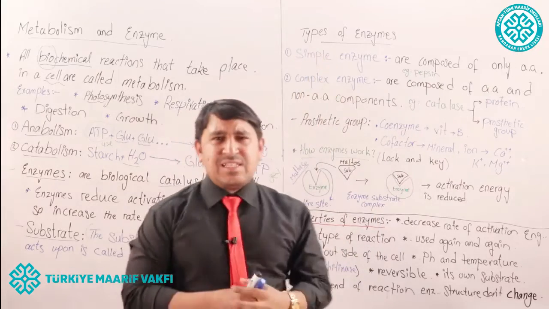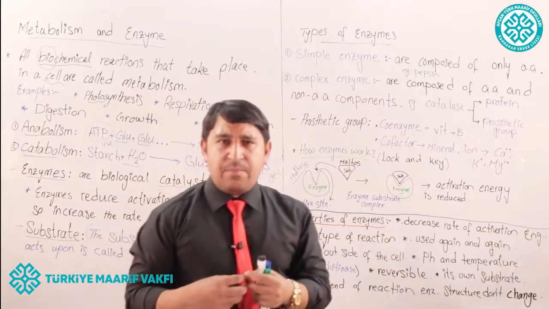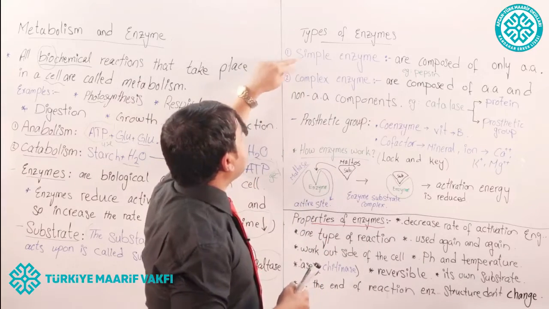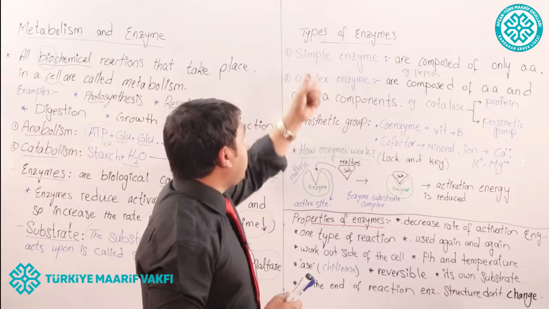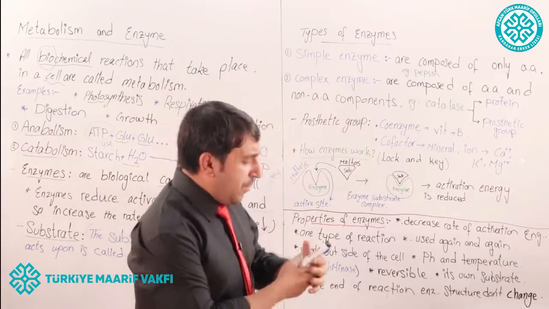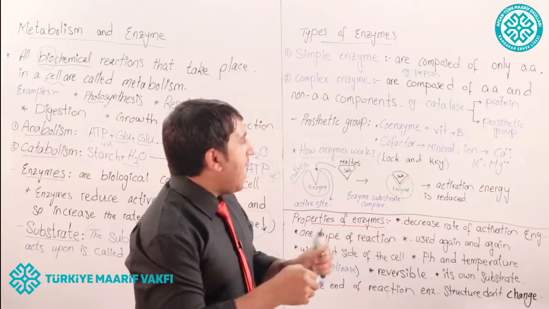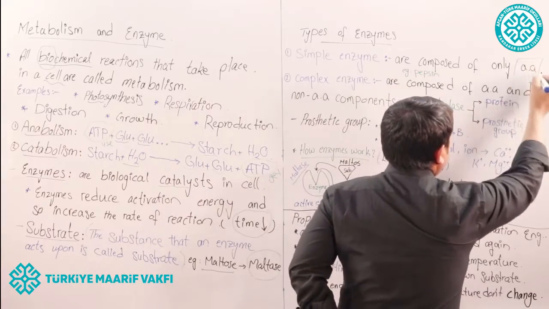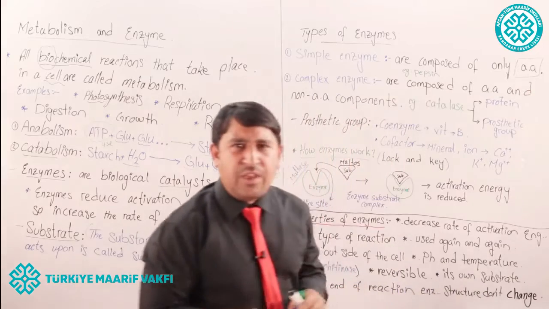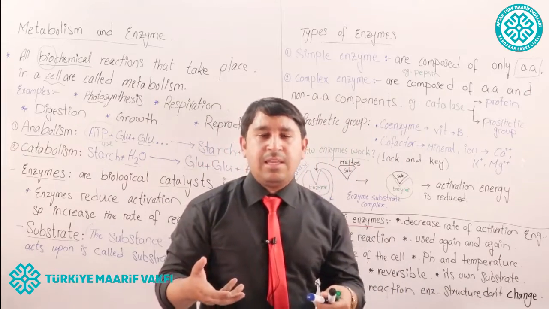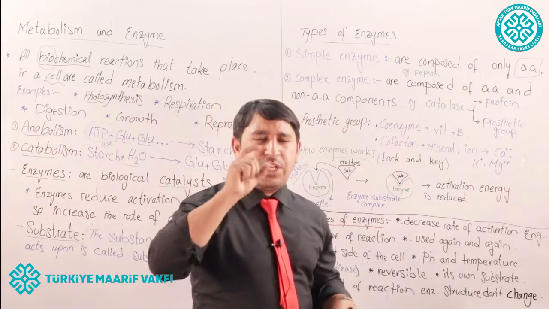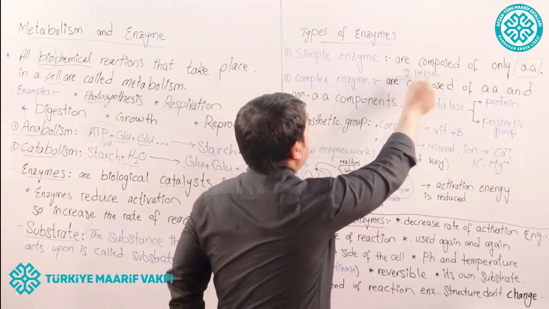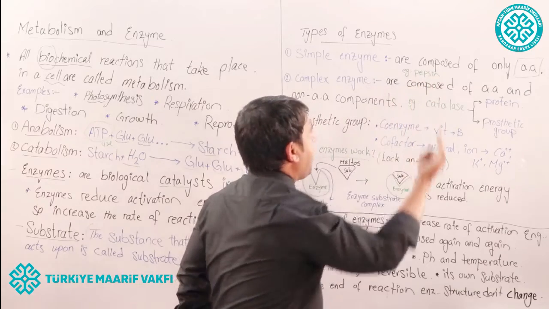These types of enzymes, we are dividing them according to their structures. Here we have two types of enzyme according to their structure, simple and complex. Simple enzymes are structurally made from just amino acids. The proteinic part we have in simple enzymes, just protein are there. Here is the example of the simple enzyme, that is pepsin.